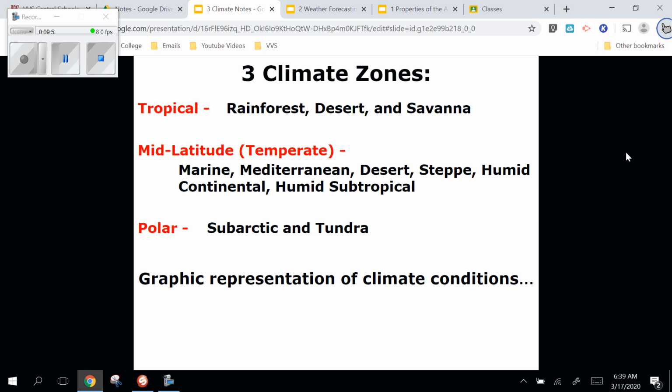All right, and we can represent the climate of any particular area on what's called a climograph. A climograph plots temperature and precipitation on the same graph. They use a line graph for temperature, and they use a bar graph or a histogram for precipitation. By combining those two, you can differentiate different climates around the planet.